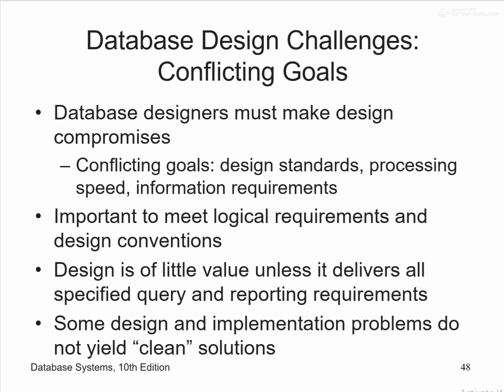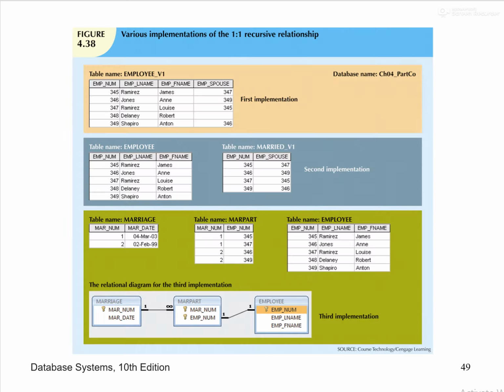So we have covered everything about ER diagram. Here, we have an example of implementation of a one-to-one recursive relationship. And here which relationship do we implement? A unary relationship. It is unary because it is recursive. Employee is married to another employee, so this is the relationship, employee married to employee.